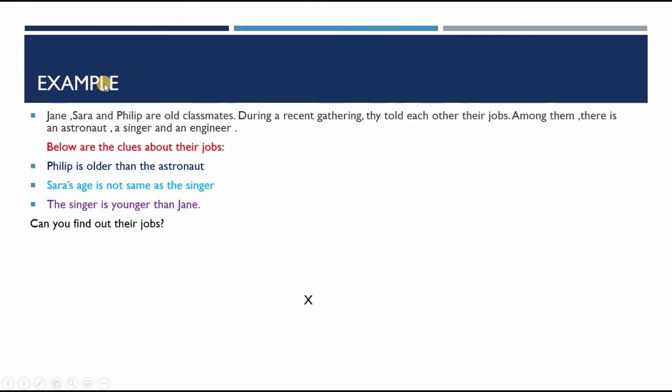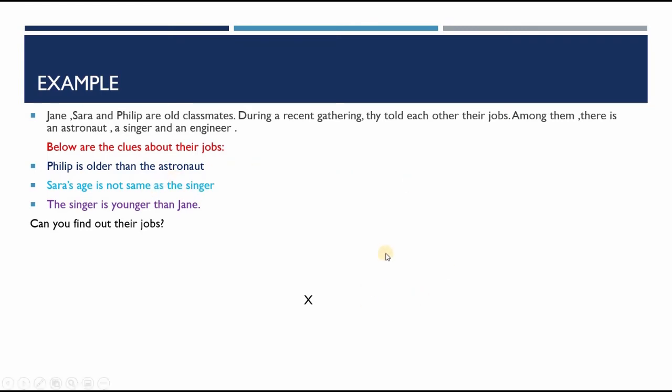Let's look at another example. Jane, Sarah, and Philip are old classmates. During a recent gathering, they told each other about their jobs. Among them, there is an astronaut, a singer, and an engineer. Below are the clues about their jobs. Philip is older than the astronaut. Sarah's age is not the same as the singer. The singer is younger than Jane. Can you find out their jobs?